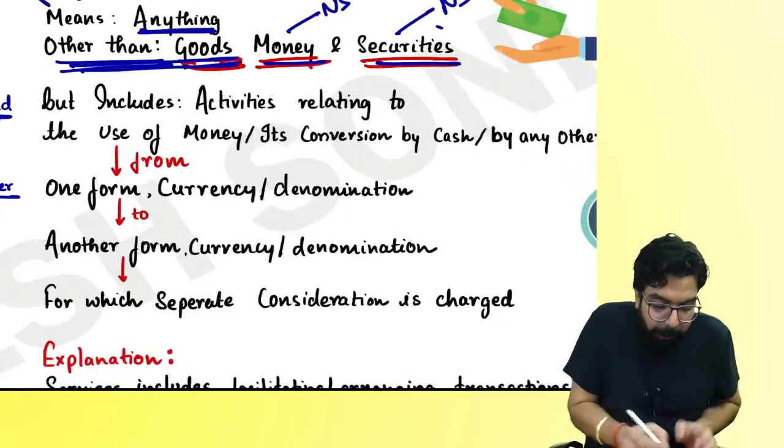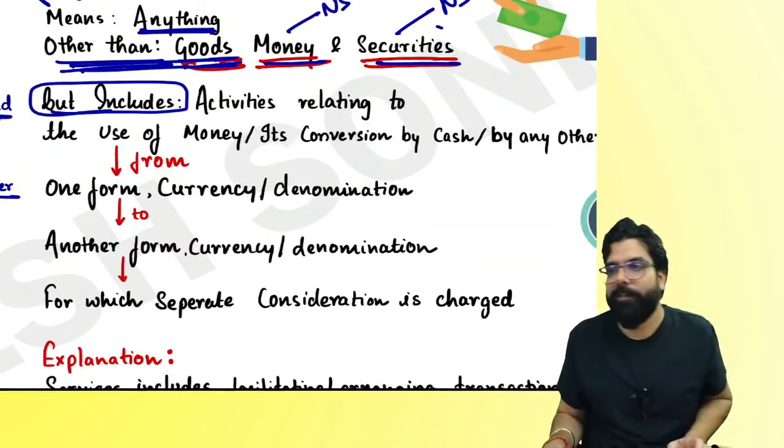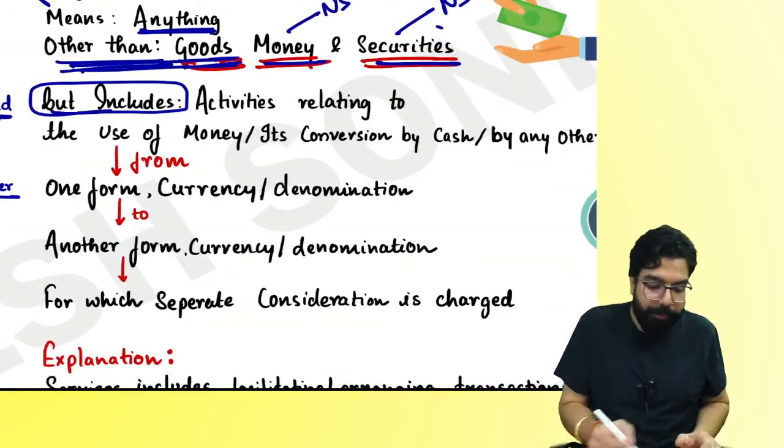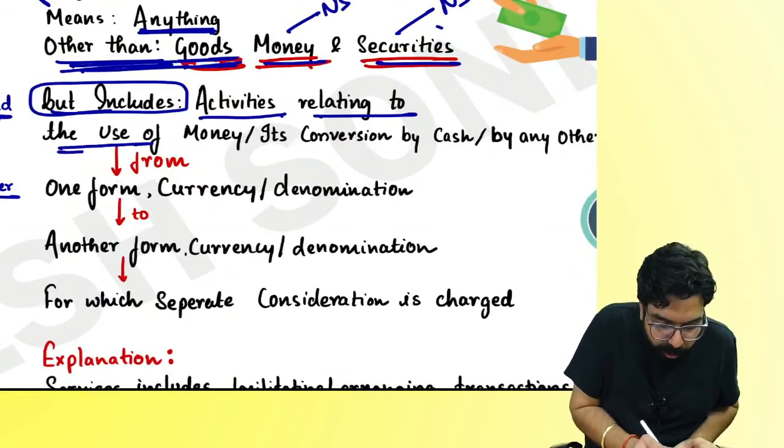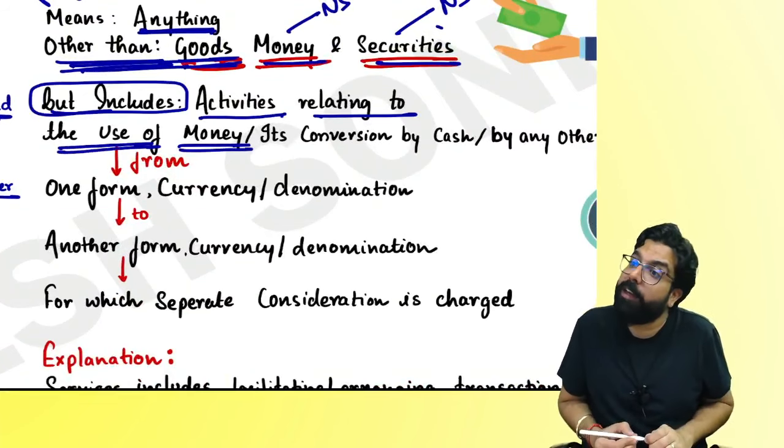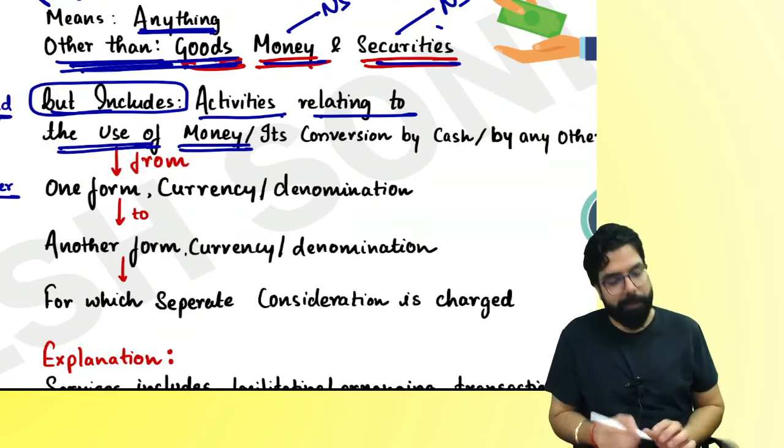Then it says, but includes. What is included? Activities relating to the use of money. Activities relating to the use of money. Chalo, I'll go ahead and explain it to you.